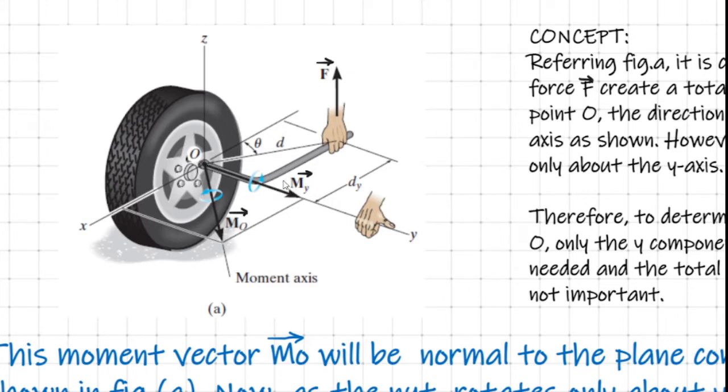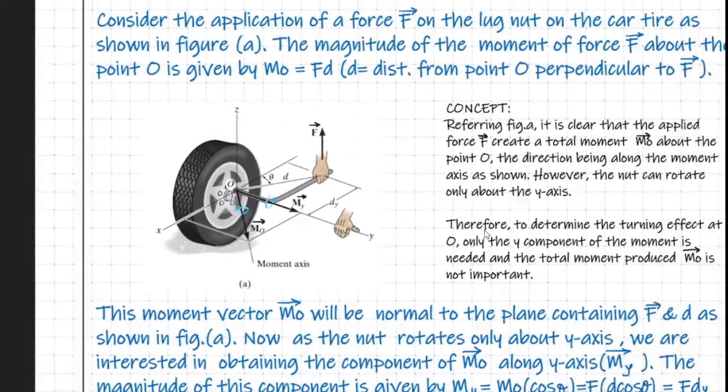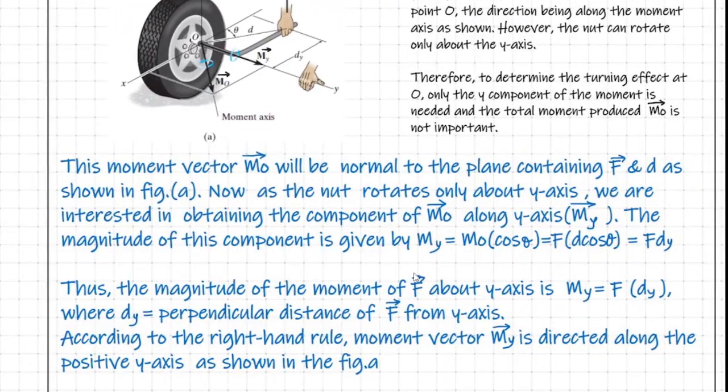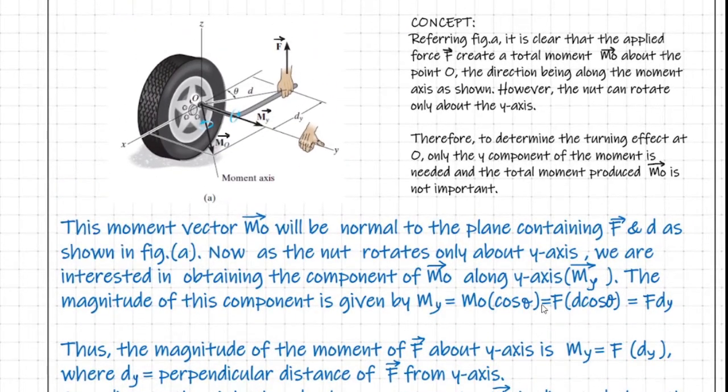Now what will be the magnitude of My, that is the moment about the y-axis? It is nothing but the magnitude of MO into cos theta. If this is angle theta, this should also be angle theta. So the magnitude of vector My is equal to MO into cos theta. This is what I have written here.